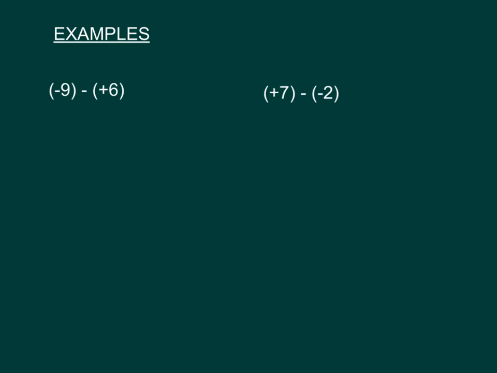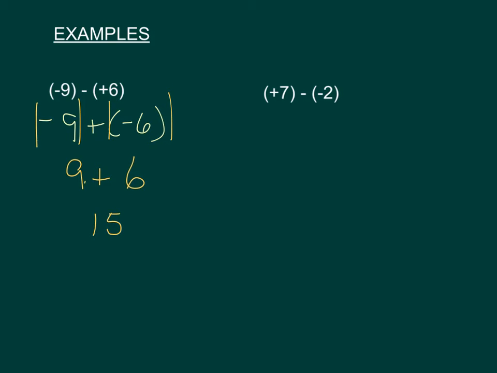Our next example, here we are. Again, we stay, change, change. And now the signs are the same, find the sum. Here are my absolute values. Got 9 and 6. Add those together. I get 15. Larger absolute value is here. Again, at this point it doesn't matter because my signs are the same. My answer is negative 15.